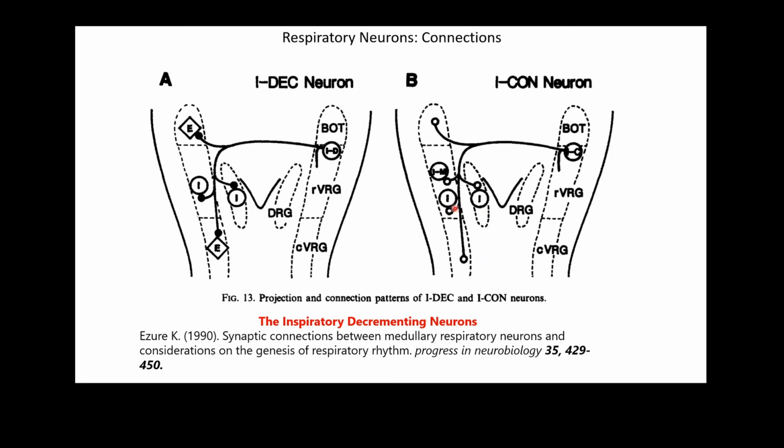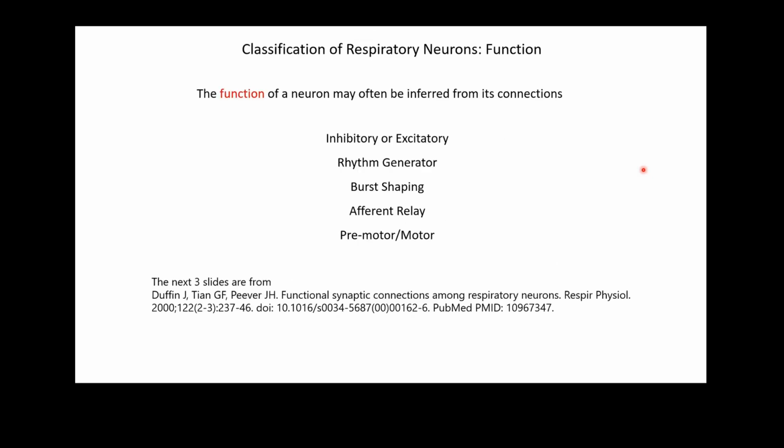So all of the premotor neurons are inhibited by the IDEX and excited by the continuous, which is probably the central chemoreceptors. So that gives you a very good picture of what might make up a pattern generator, a control of respiratory rhythm by all of these networked connections. So we can get an idea of the function of a neuron.